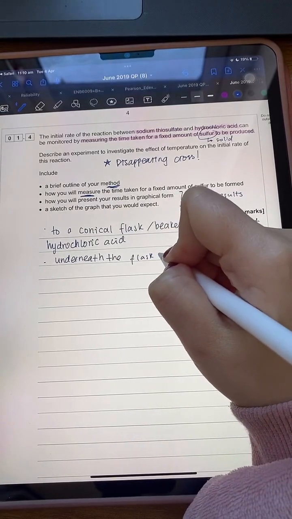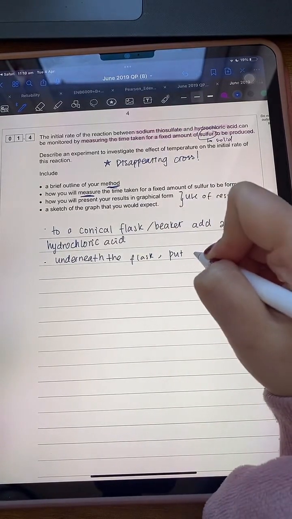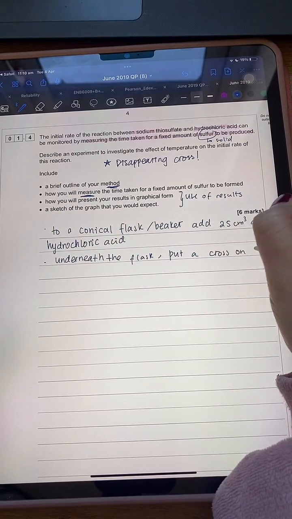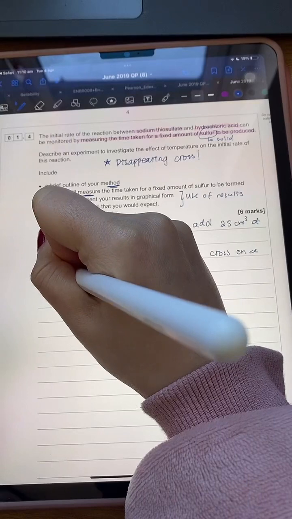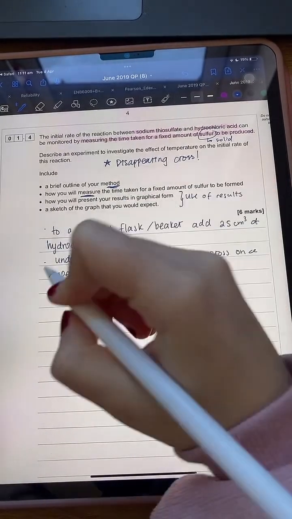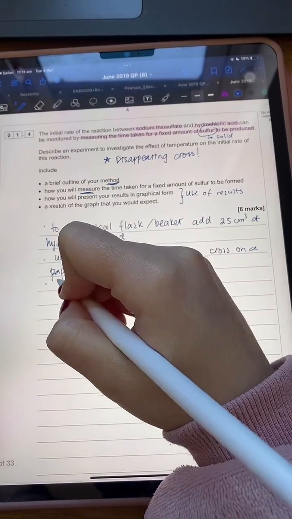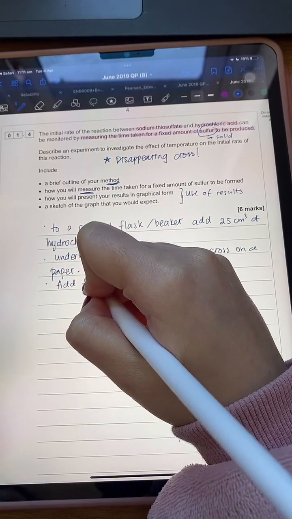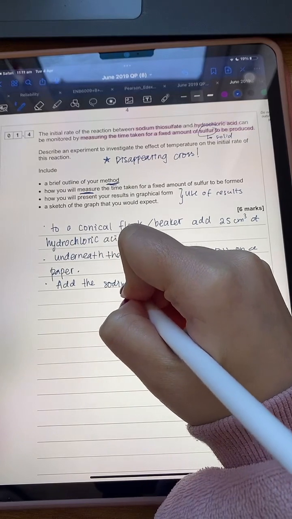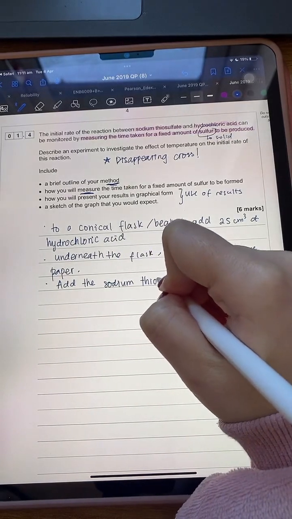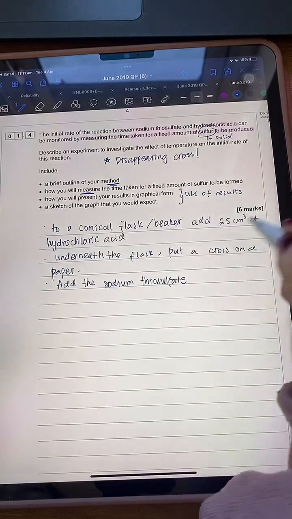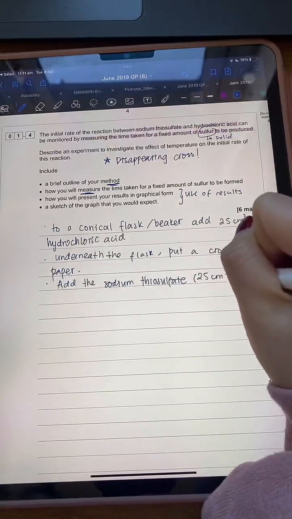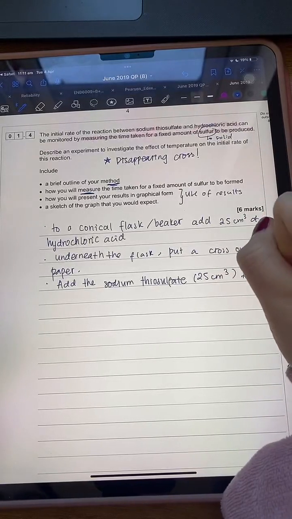Put a cross on a paper. And then we will add the sodium thiosulfate. You can specify the volume or not, it's up to you. So you can say 25 cm cube to the flask. Start timing.